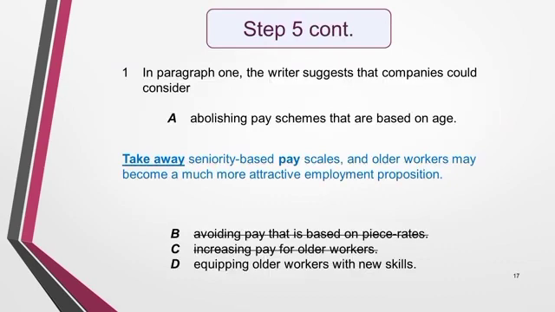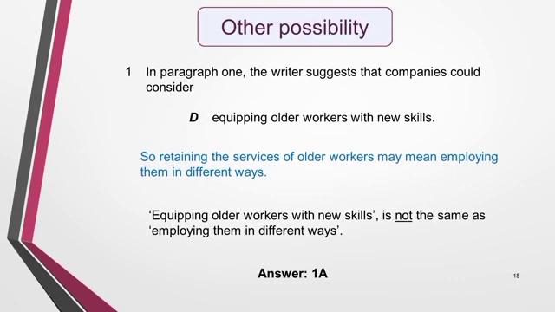I look at question 1 again and check if the information in the text and answer option A match. They do seem to. I reread and evaluate the other option answers. B and C are definitely not a match with the text. I briefly consider D, as it's a possible match to the last sentence in the paragraph, which reads, so retaining the services of older workers may mean employing them in different ways. However, I decide that equipping older workers with new skills is not the same as employing them in different ways. So the correct answer must be option A.